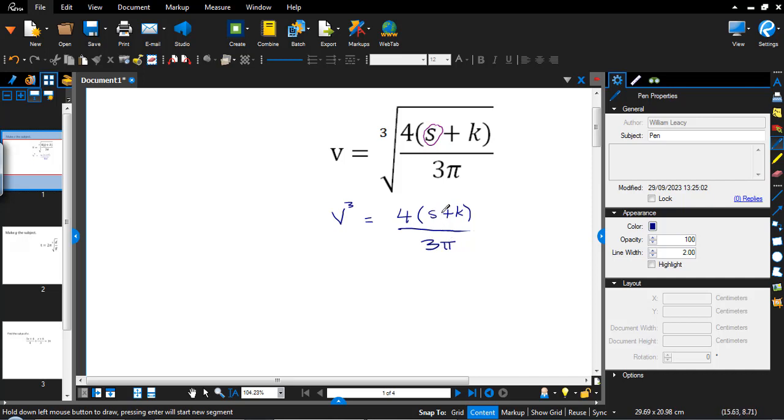You could get rid of the s plus k if you want. I prefer to get rid of the fraction first. So that implies, well, we're dividing by 3 pi here. The opposite of that is multiply by 3 pi. So we're going to get v cubed times 3 pi equals 4 times s plus k.